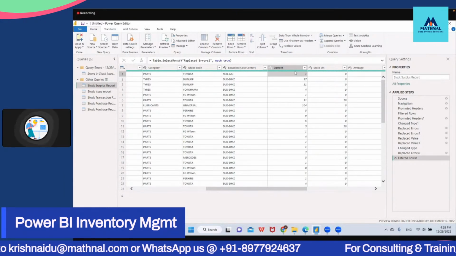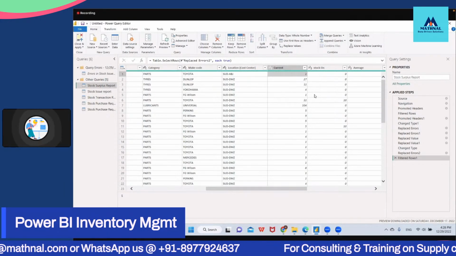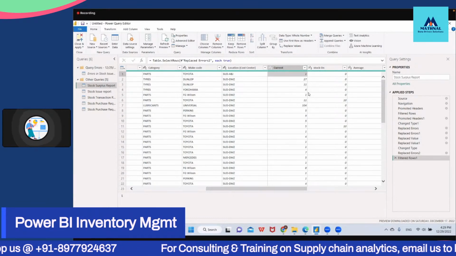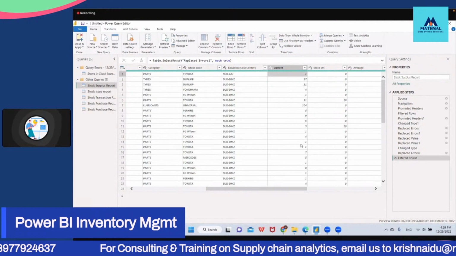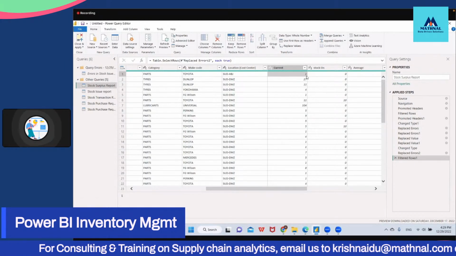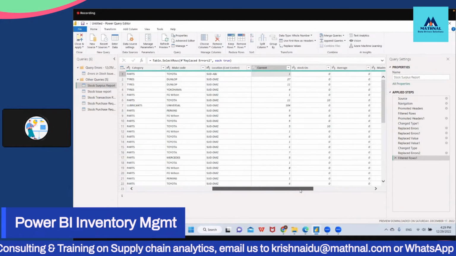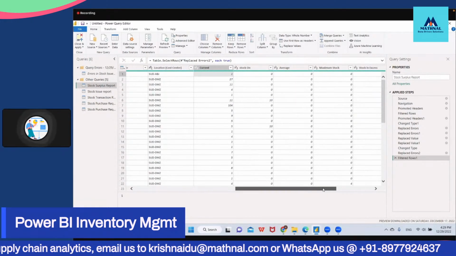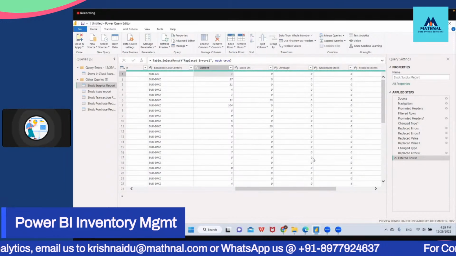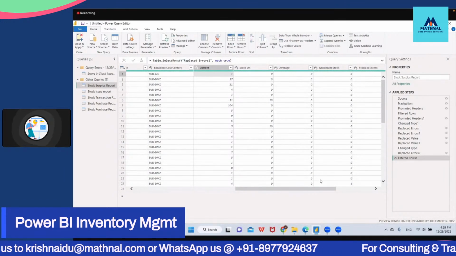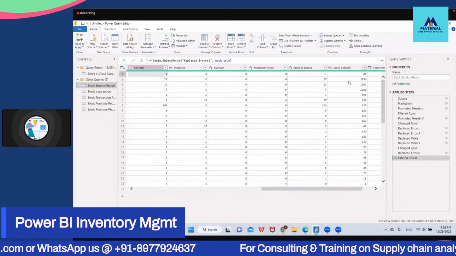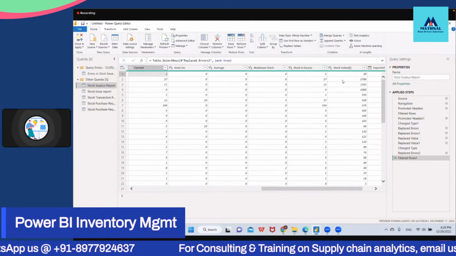Current stock means not surplus stock. Not surplus. Now if you look at stock in excess, it is surplus. The stock in excess is surplus.